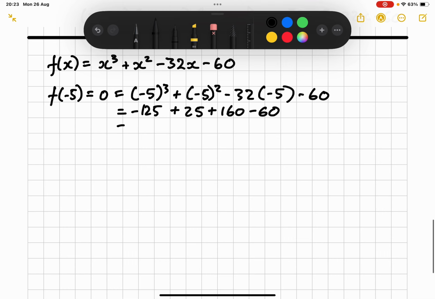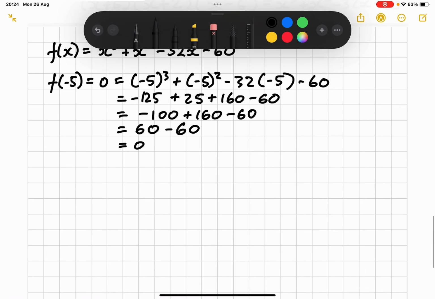So you can see here this and this will give you minus 100. Then you have the plus 160 minus 60. Then you'll obviously see this and this will give you 60 minus 60, which gives you 0, right? So wherever x is equal to -5, we know that the function is going to be equal to 0, right? So what does that mean?